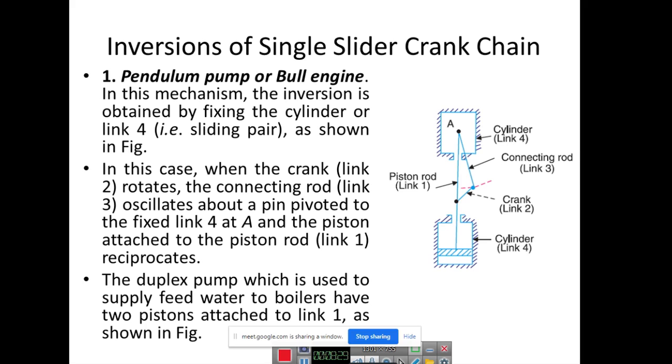The duplex pump, which is used to supply feed water to boilers, has 2 pistons attached to link 1 as shown in the figure. You might have seen in the villages there are pumps used for drawing water from the ground level. They are using different hand pumps. When you oscillate, the same type of example is shown in this pendulum pump. When you push the lever, the reciprocating motion is seen and water comes out from that.